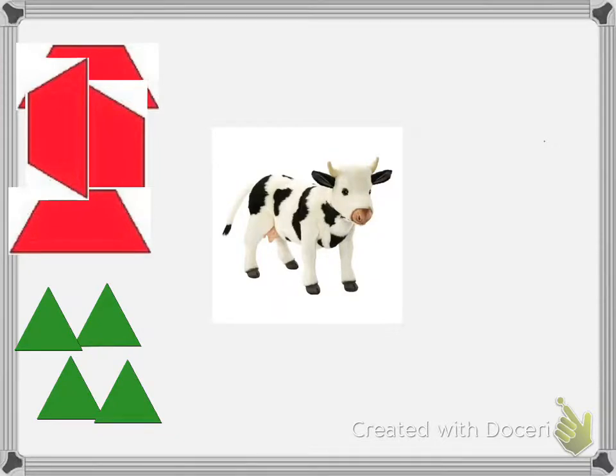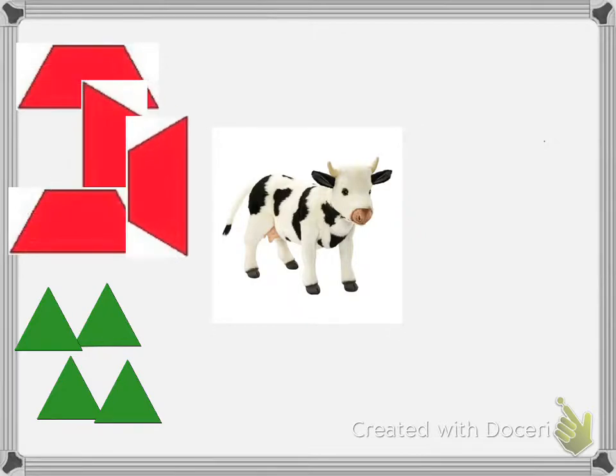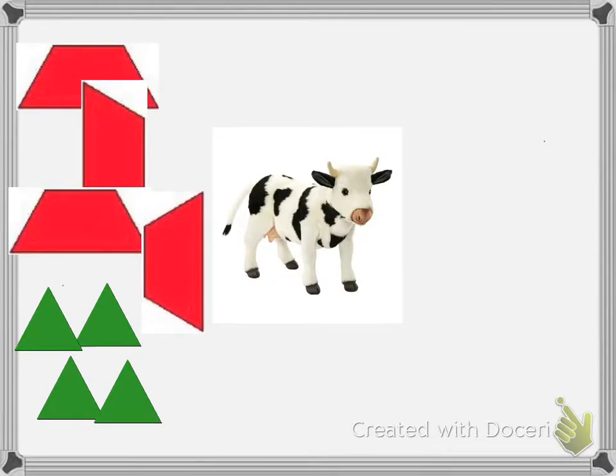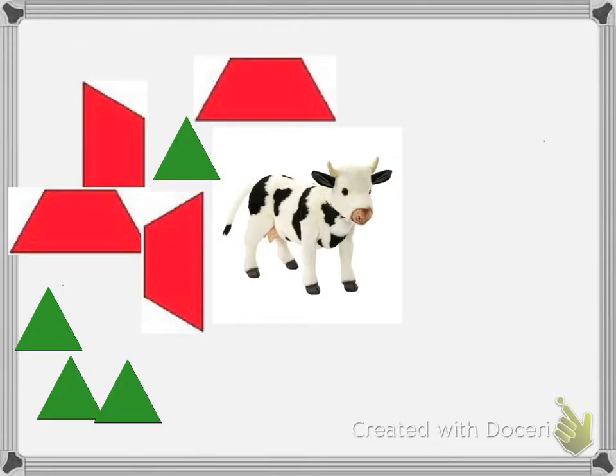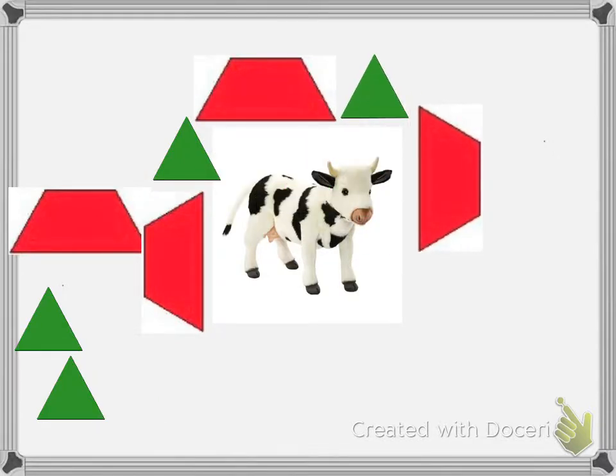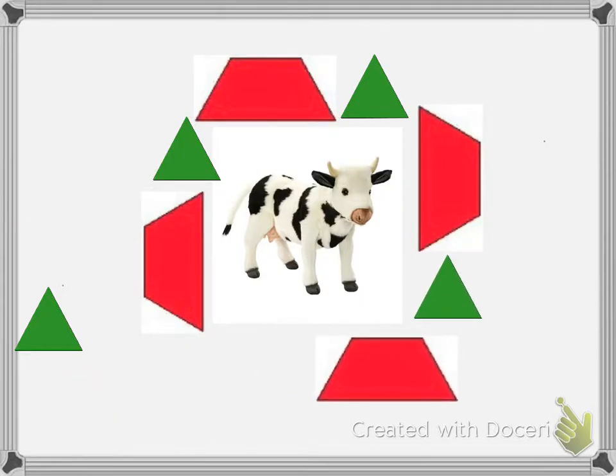So we're going to pretend this is my cow, and I want to build a fence around my cow so she won't wander away. I want my fence to have a pattern, so watch how I build my fence. I'm going to start with a red pattern block, and then put a green pattern block. Then I'm going to put a red pattern block and a green pattern block, and repeat that. This is a pattern, a repeating pattern.